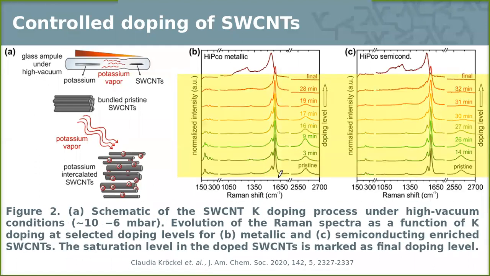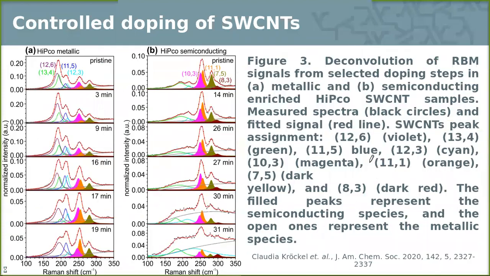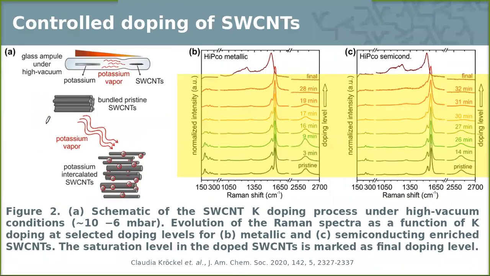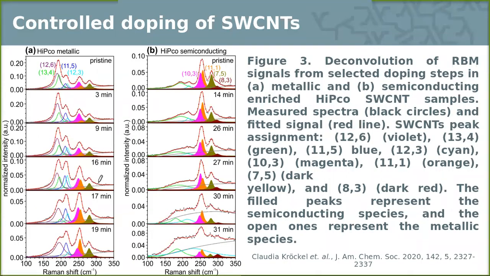After we did that, we only focused on this section. We did not study the very final material. We present the final one here, but we did not study that one because there we have no RBMs any longer. But before that, we had all the peaks still here, and that's what we analyzed. So we took this region, the red one, and this region here. We took those two regions and made a very detailed analysis of all the different carbon nanotubes that we had present in the sample.